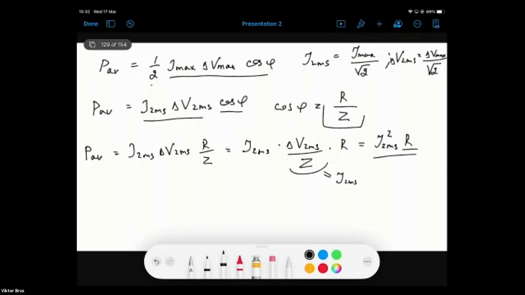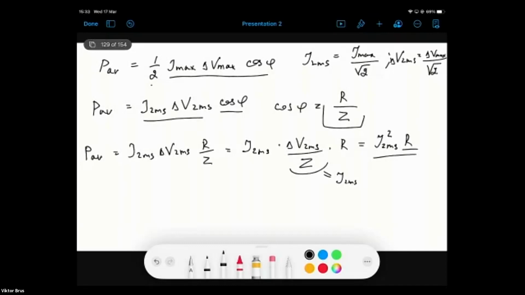Of course, this RMS current will be defined by the total impedance of the electric circuit. So the capacitor and inductor will influence the average power by limiting this RMS current. However, there will be no energy dissipation at an ideal inductor or capacitor. So this is a very important statement.